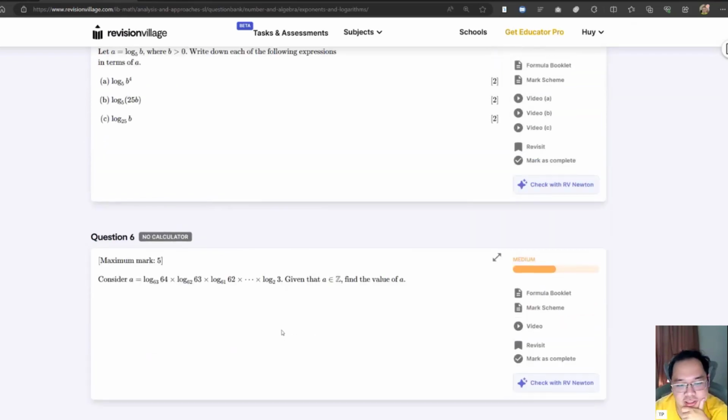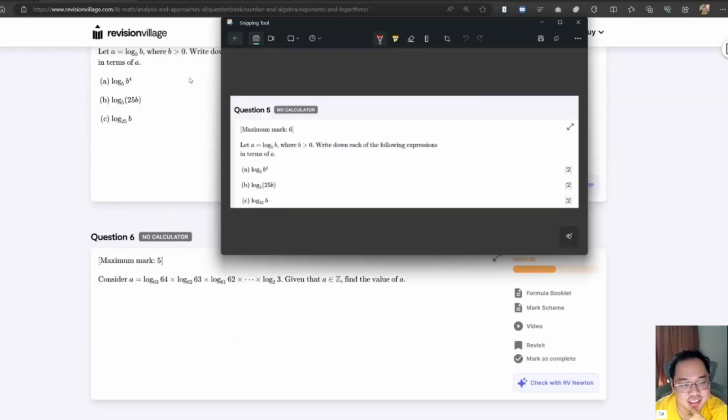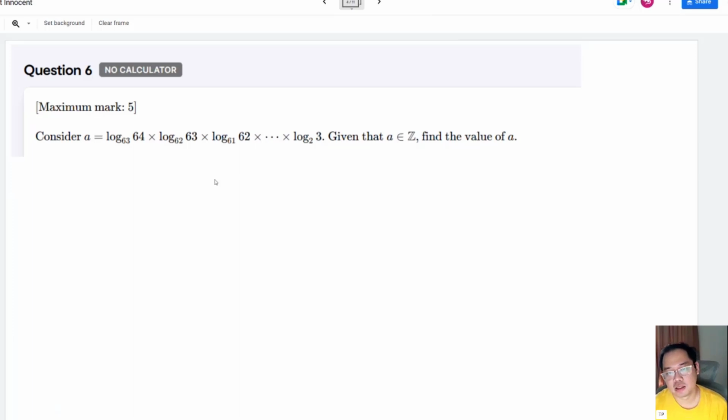A over 2, yes, good job. You're doing this very quickly. Okay, question 6. Given that A is smaller than Z, find the value of A. So A is the product of these logs.